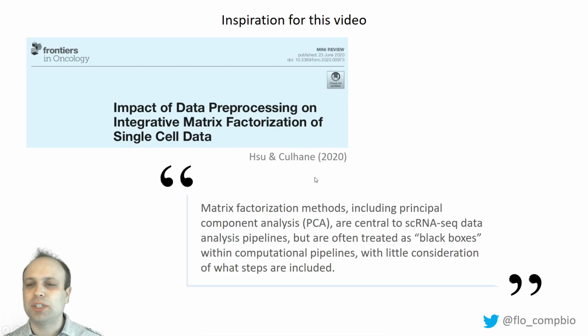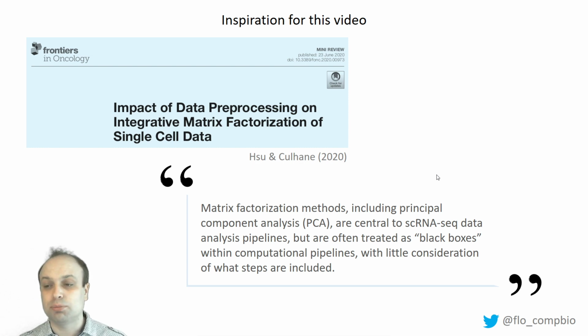I was also inspired by this recent paper called Impact of Data Preprocessing on Integrative Matrix Factorization of Single-Cell Data, which got quite a bit of attention on Twitter. And I just have a quote here from the introduction. They write, "Matrix factorization methods, including principal component analysis, are central to single-cell RNA-seq data analysis pipelines, but are often treated as black boxes within computational pipelines, with little consideration of what steps are included." So I completely agree with that.